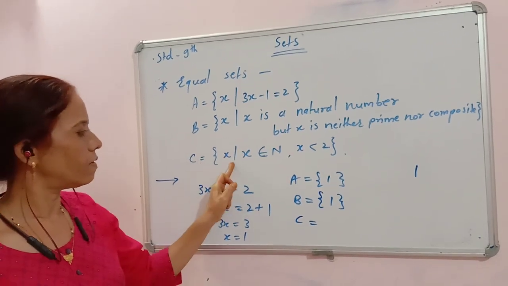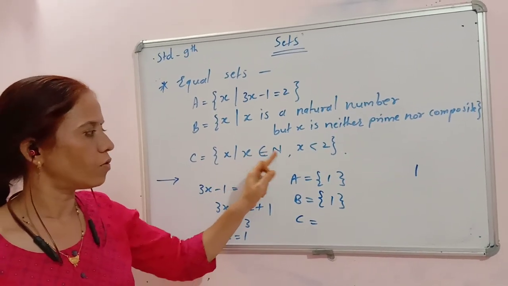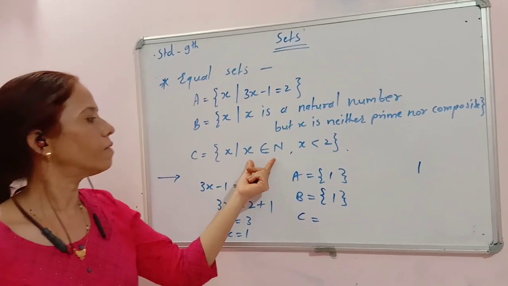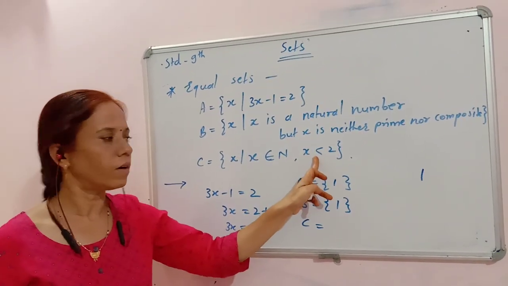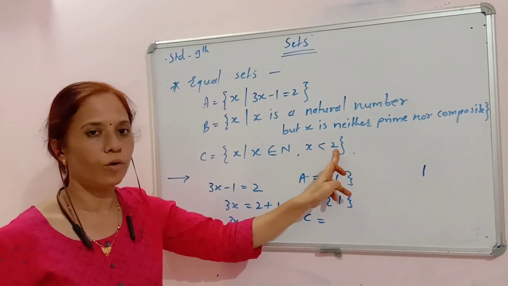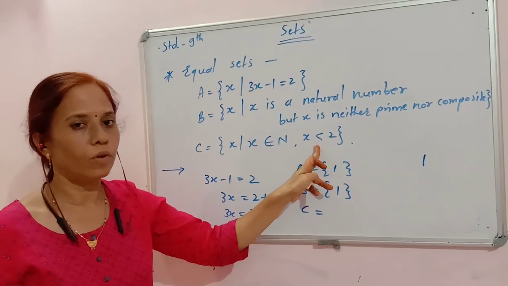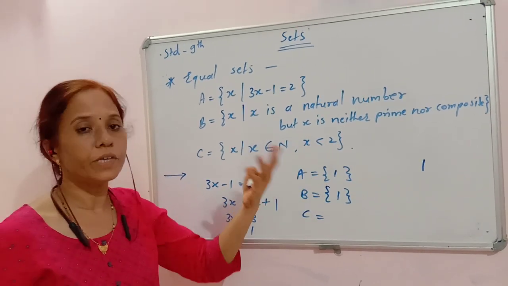Now the next set, that is C. C is a set of all x such that x belongs to N. N is a set of natural numbers. Again this element x belongs to N. And what is the other condition? That is, x is less than 2. See here, x is less than 2. It is not equal to 2. You have to take only the elements which are less than 2.